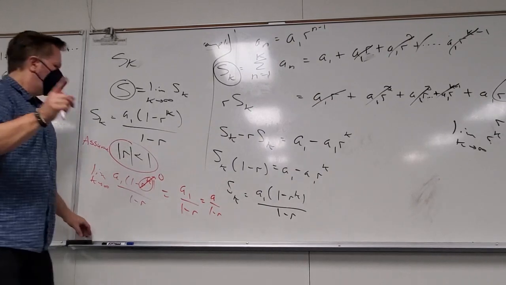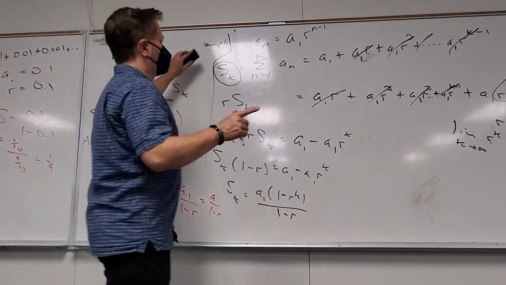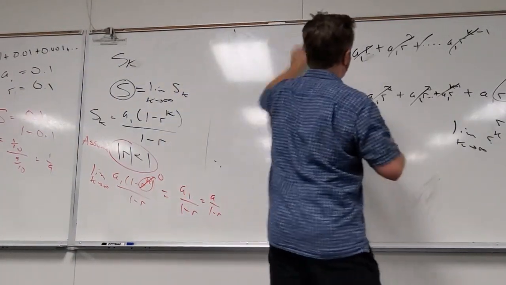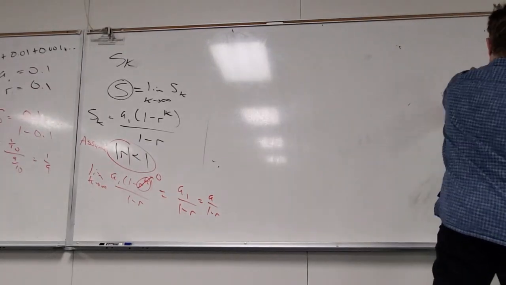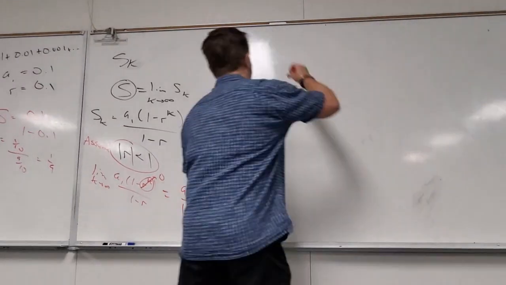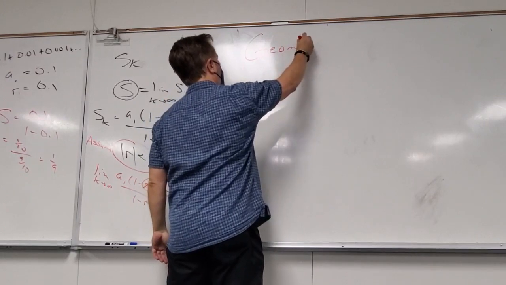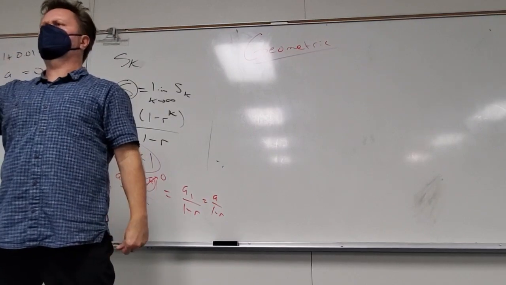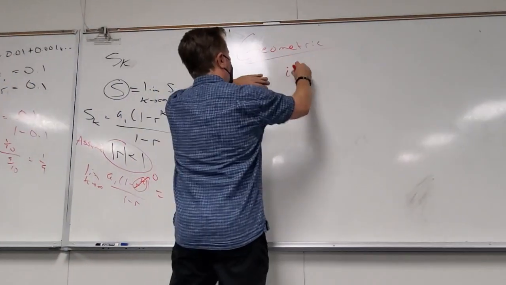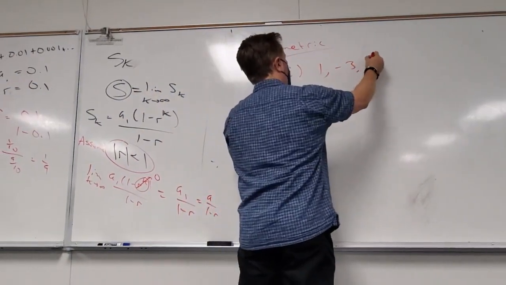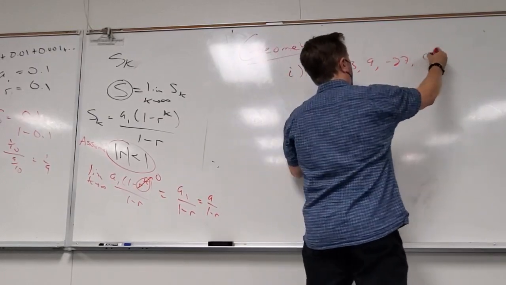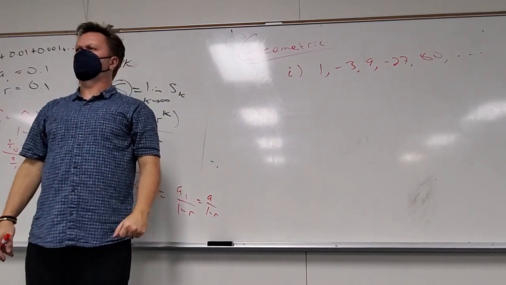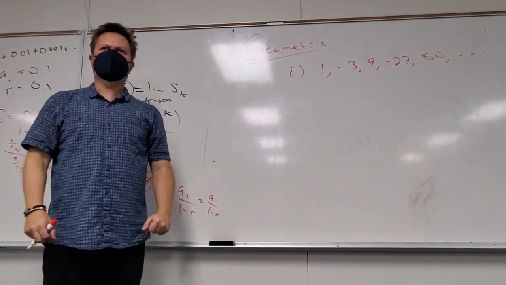So let me ask you a few immediate questions. In fact, let me make it really clear what's important up here. If you have a geometric series, how do you determine if something is geometric? Like for example, is this geometric? 1, negative 3, 9, negative 27, 80. Is that geometric? Come on, do it.